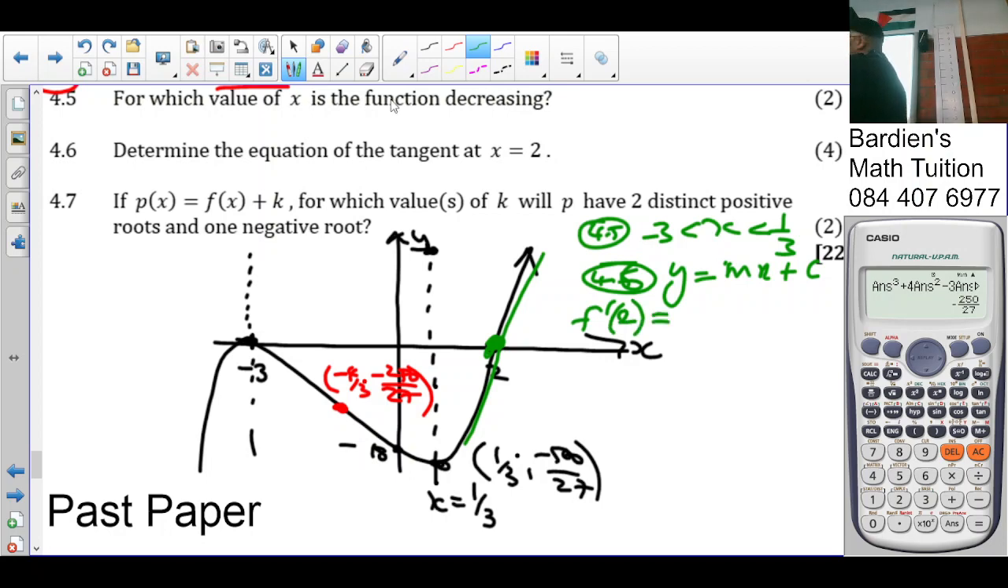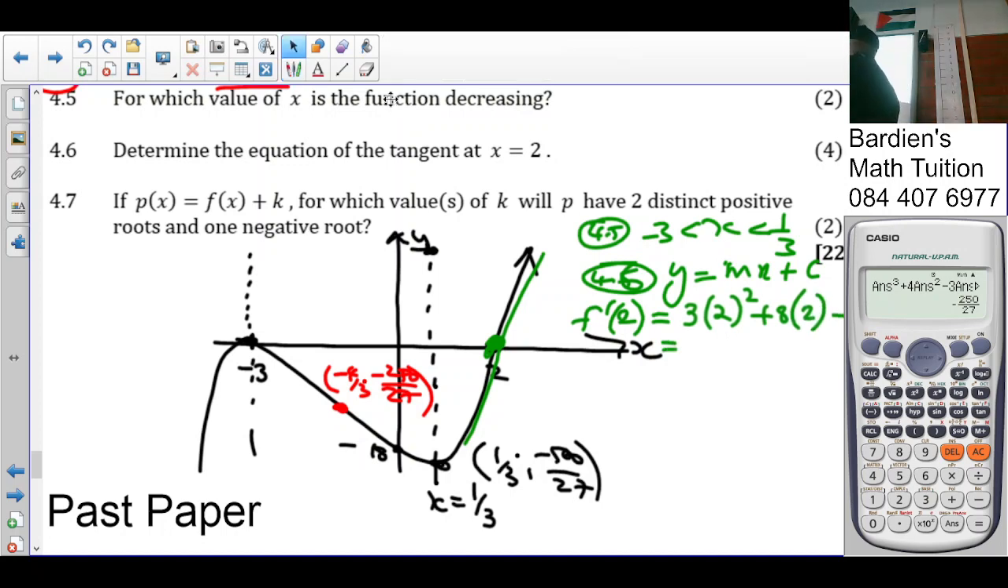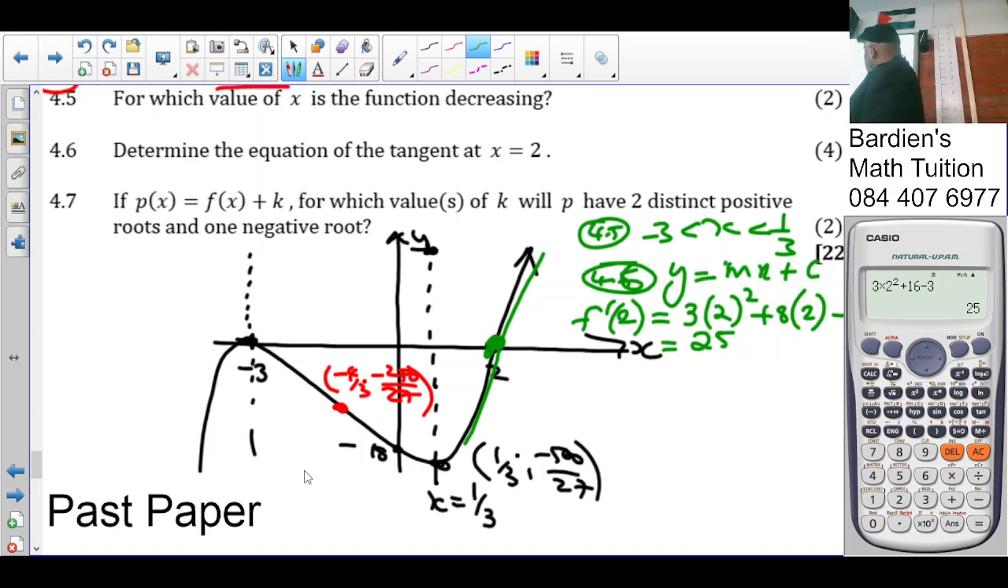Can you see that? What was our first derivative? 3x squared plus 8x minus 3. So that's 3 times 2 squared plus 16 minus 3, which gives me 25. So my gradient is 25. As you can see, this graph has a steep gradient, which confirms that as well. It's going to have a very low y-intercept here, as you can see.